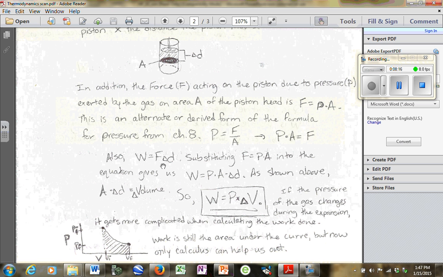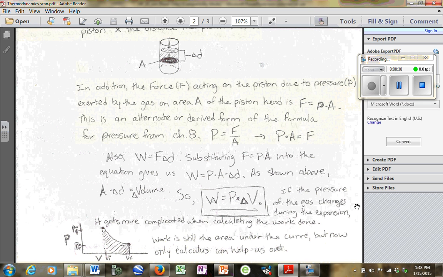Also, work equals force times change in distance. We learned that from chapter, I think it's 5. And so if we substitute F equals PA into the equation for work here, we get work equals P times A times delta D. And as shown above, A times delta D is the change in volume. So a formula for work could be pressure times change in volume.